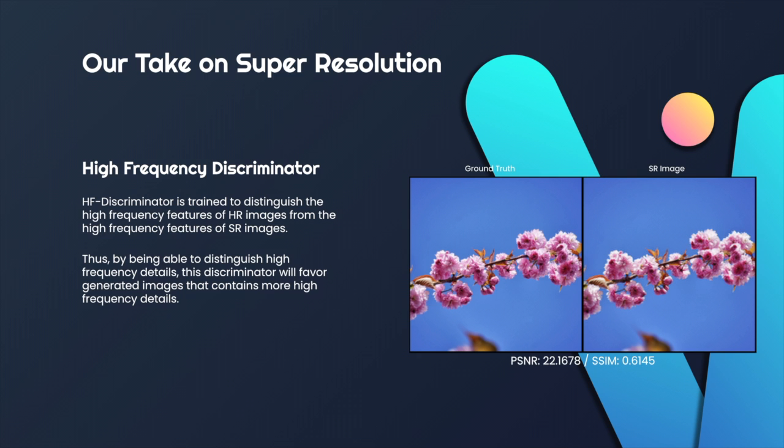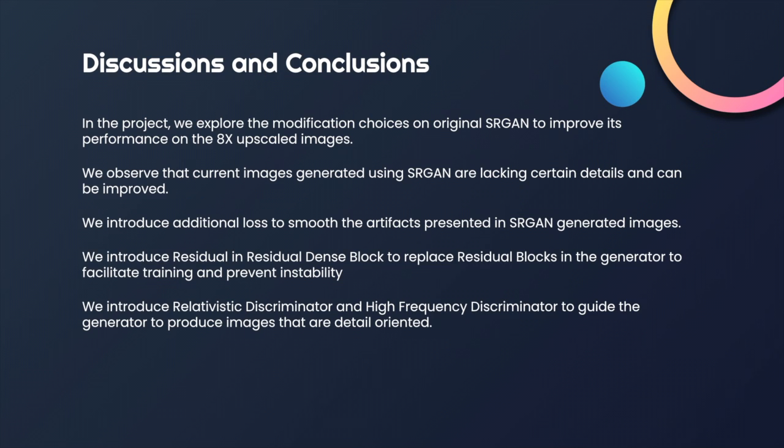This appears to be our best model so far. Not only does it contain more detail, it also manages to remove the redundant transparent boundary around the object presented in RRDB models. So in general, in this project, we explore the modification choices on original SR-GAN to improve its performance on the 8x upscaled images.